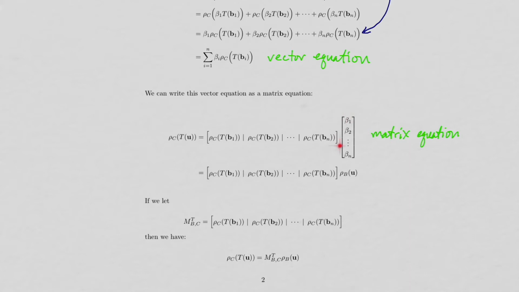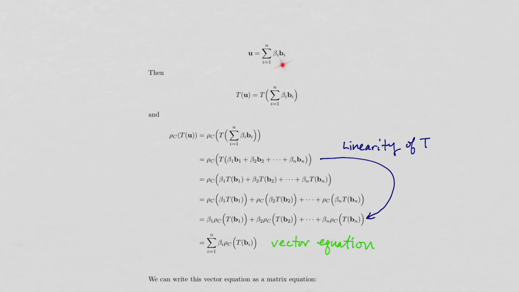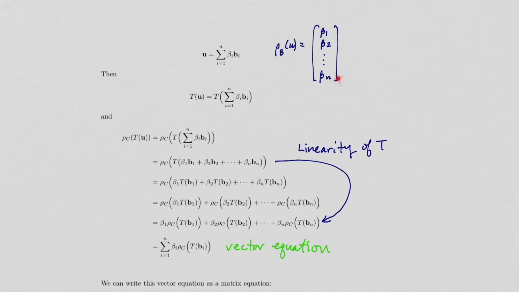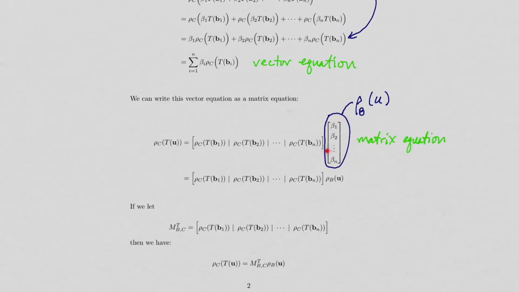Furthermore, this vector is the coordinate vector of U relative to the basis b. Remember back here we wrote U as a linear combination of the basis vectors b1 up to bn with the betas as the coefficients. So there's the coordinate vector of U relative to b, which we can now identify down here. So we can replace this vector with the coordinate vector of U relative to b. So I've got on the left side the coordinate vector of T of U relative to c is equal to some matrix times the coordinate vector of U relative to b, and that's just what we were looking for.